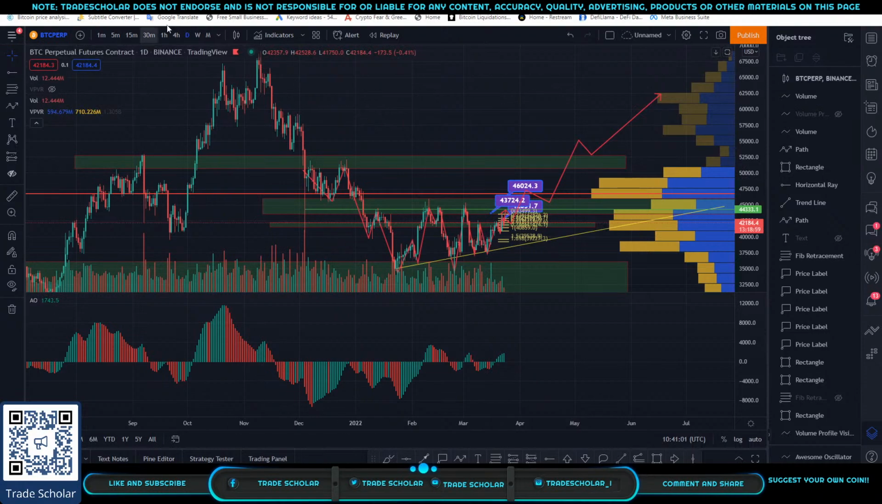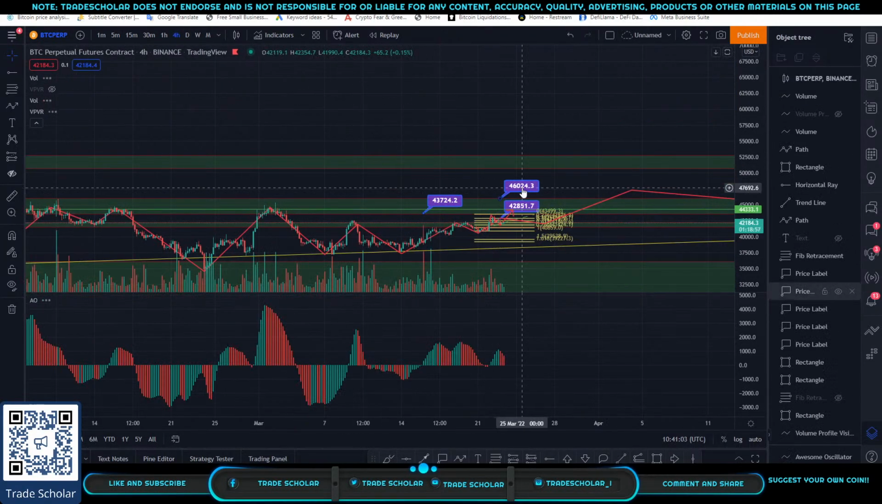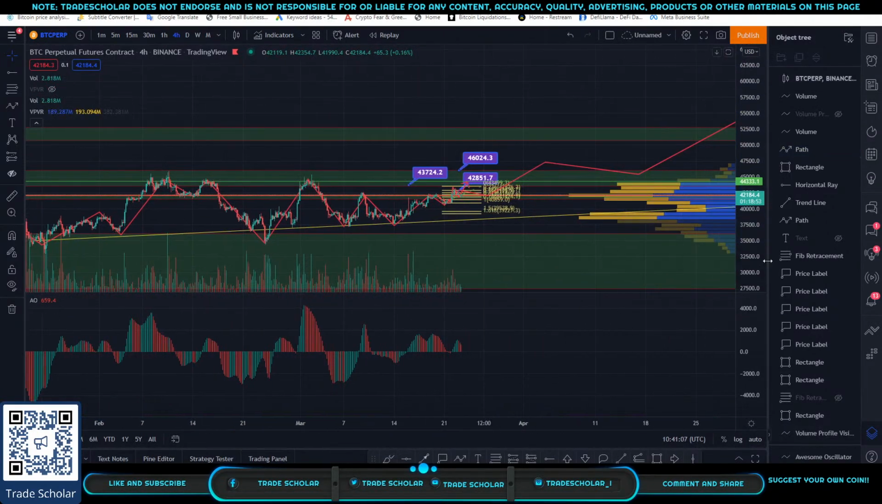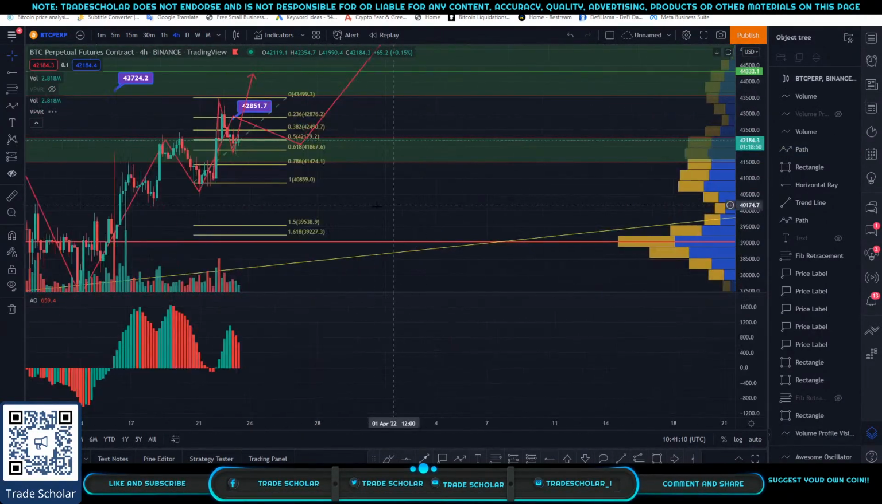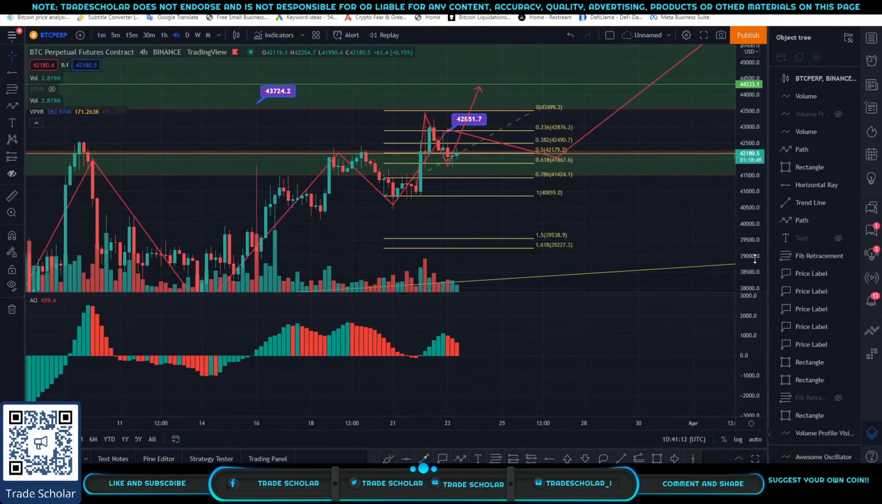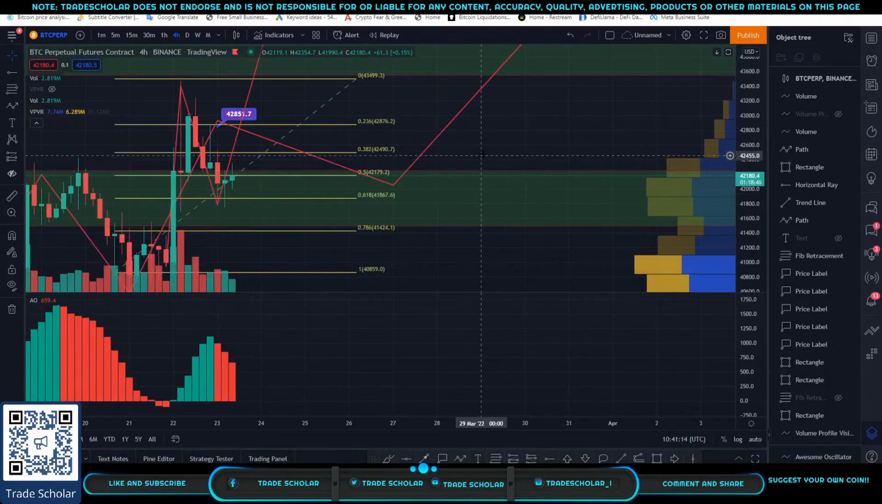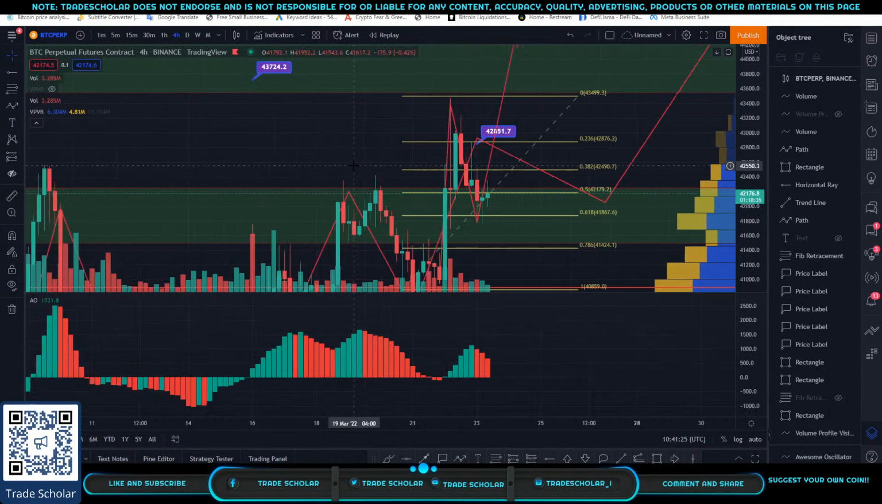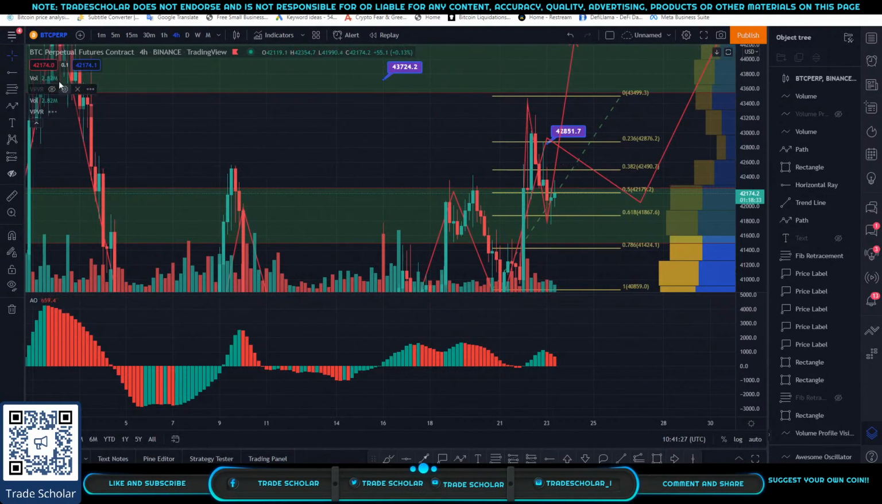So this is for the daily time frame. For our next time frame, what do we have? Right here, I notice we always get a rejection in this area. We have a supply here. There is a supply area right here.